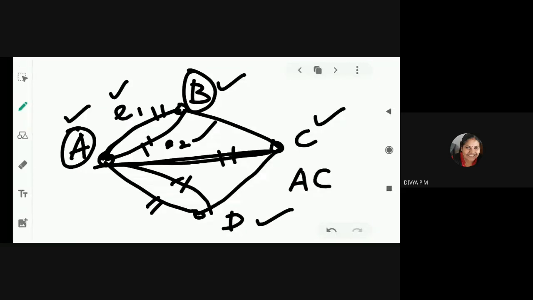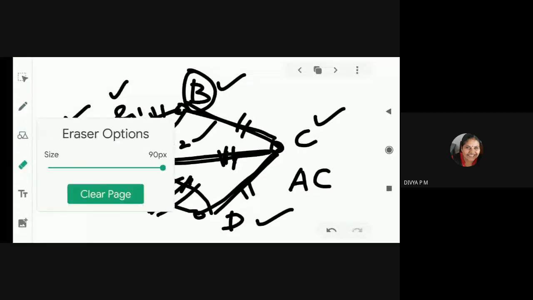Now BC is another edge, DC is another edge. So totally how many edges? 1, 2, 3, plus 2 is 5, plus 2 is 7 edges. That means 7 bridges were there, and those 7 bridges are represented as edges. So this is the figure for that. This is what we call a graph, which is not simple because there are parallel edges.